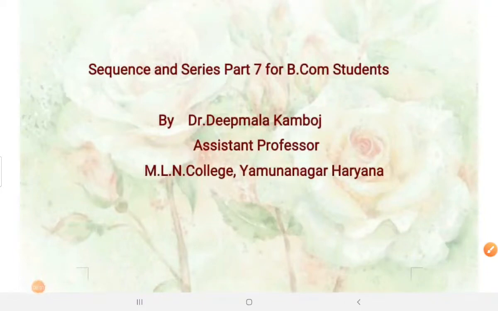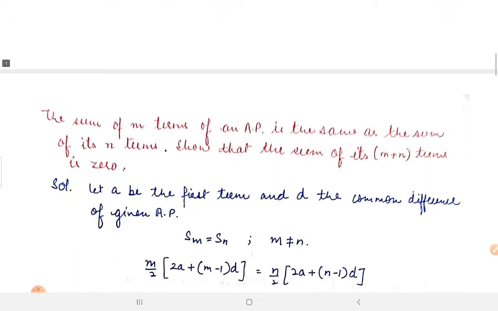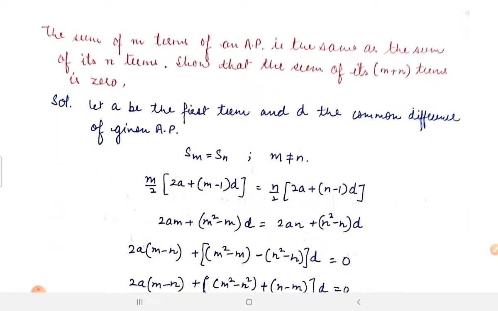Doing sequences and series. In today's lecture, we will take some more questions based on sequences and series. First question: the sum of m terms of an AP is the same as the sum of its n terms. Show that the sum of its m plus n terms is 0.